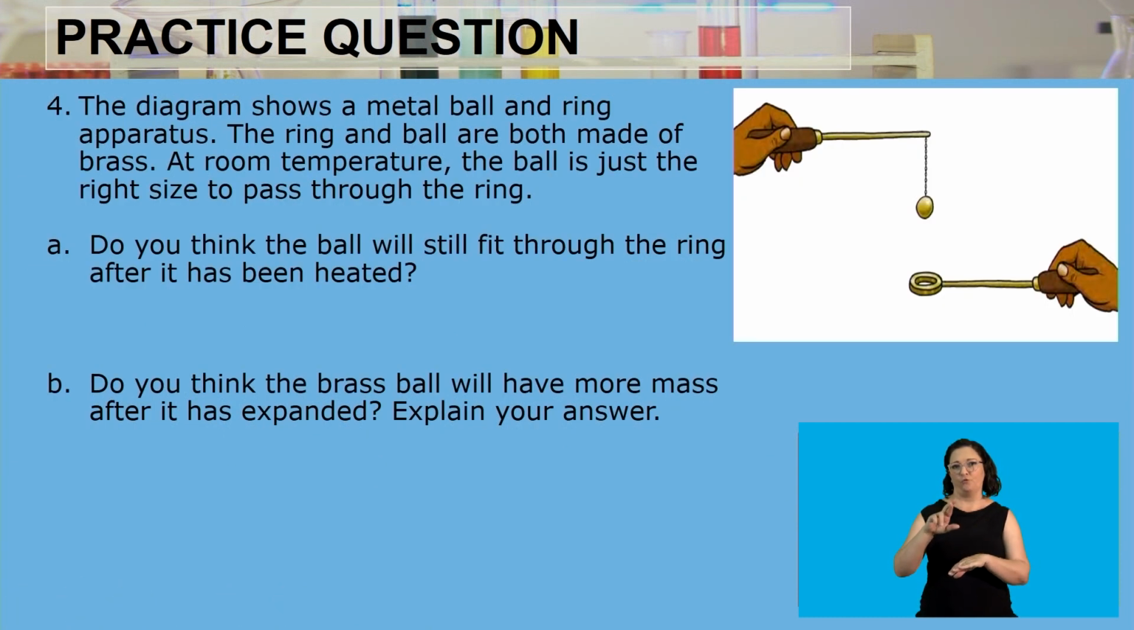So the question that is given again says, the diagram shows a metal ball and a ring apparatus. The ring and ball are both made of brass. At room temperature, the ball is just the right size to pass through the ring. So we're saying that at room temperature, the ball is able to slide in and out of that ring. So the question is, do you think the ball will still fit through the ring after it has been heated? So we need to know what happens to material when it's heated.